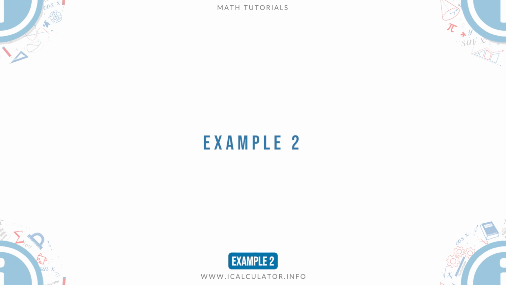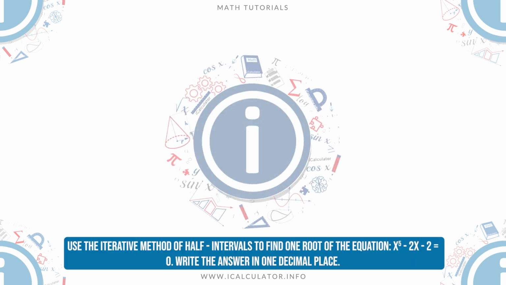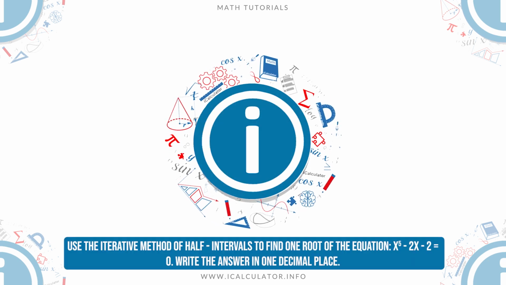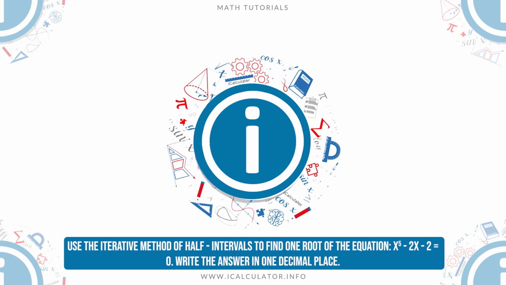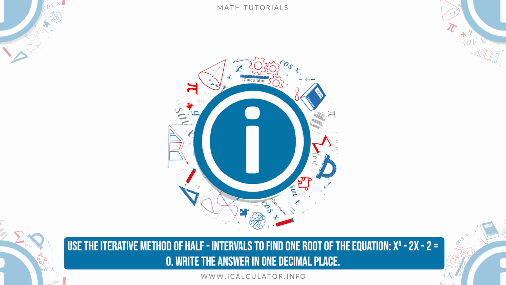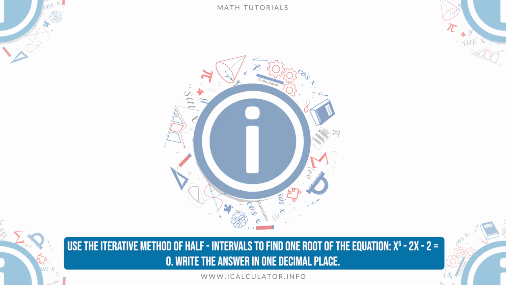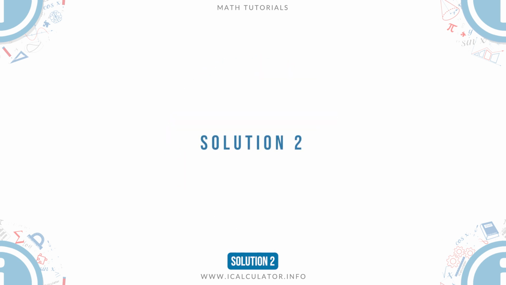Example 2. Use the iterative method of half intervals to find one root of the equation x to the power of 5 minus 2x minus 2 is equal to 0. Write the answer in one decimal place. Solution 2.